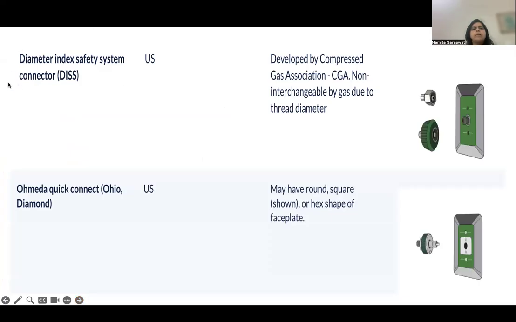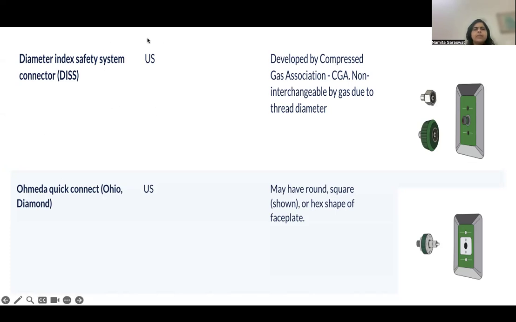This is the diameter index safety system, just like the pin index safety system. The components of these pipelines contain a series of increasing and decreasing diameters, which prevent the wrong hose from being connected to the wrong pipeline inlet. So this is a safety feature so that the correct hose is connected to the correct pipeline inlet.